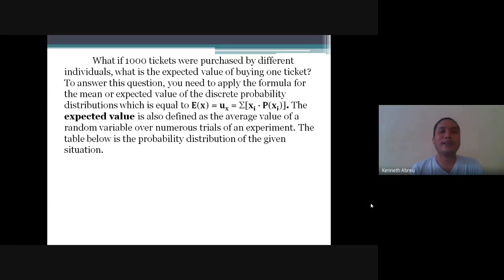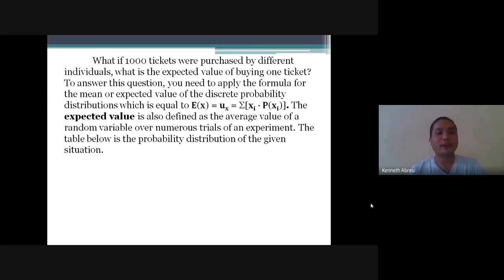So what if 1,000 tickets were purchased by different individuals? What is the expected value of one ticket? To answer the question, you need to apply the formula for the mean or the expected value of the discrete random variable or distribution, which is equal to the expected value, equal to the mean value, equals the summation of x sub i times the probability of x sub i. The expected value is also defined as the average value of the random variable over numerous trials of an experiment.